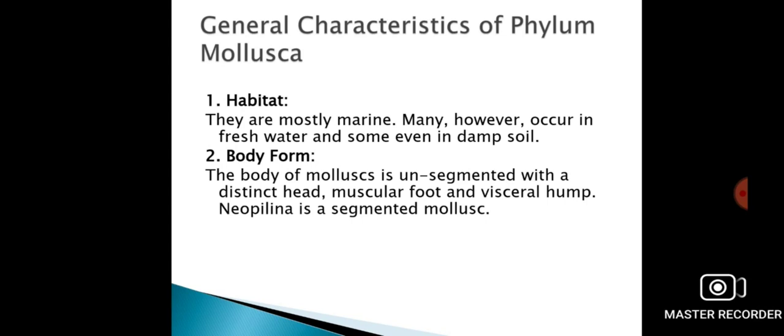The body of molluscs is unsegmented with distinct head, muscular foot and visceral hump. But there is one example like Neopilina. Neopilina is a mollusca in which segmentations are seen. यानी नियोपिलिना की बॉडी के ऊपर segmentations पाए जाते हैं. बाकी के जितने भी molluscs होते हैं their body is always unsegmented.